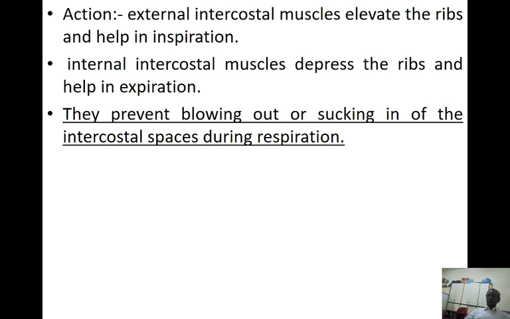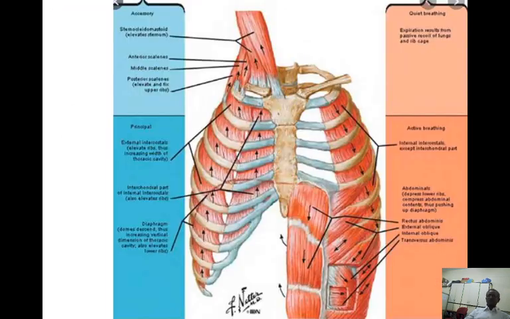And these muscles also prevent drawing out or sucking in of the intercostal spaces during respiration. So they are preventing the outward bulging or inward sucking of the intercostal spaces during respiration. Here we are showing the picture of the external intercostal muscles drawing the ribs up such that the rib cage increases anteroposteriorly as well as transversely, and of course they may be helped by the sternocleidomastoid muscle.